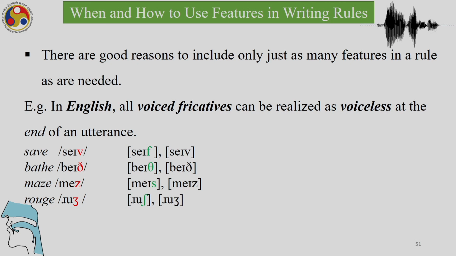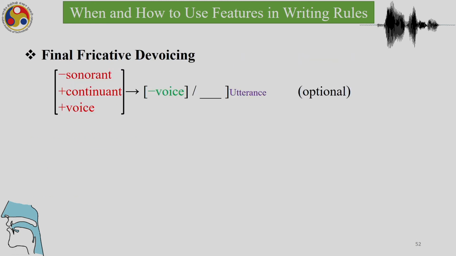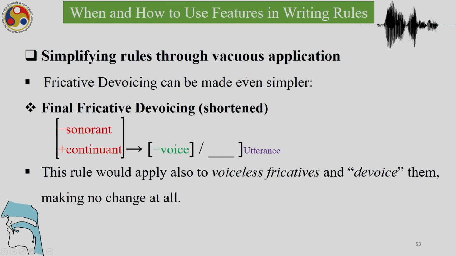In English, all voiced fricatives can be realized as voiceless at the end of an utterance, as in safe and bathe and maze, etc. And final fricative devoicing can be shown as plus voice going to minus voice at the end of an utterance. And simplifying rules through vacuous application, fricative devoicing can be made even simpler.